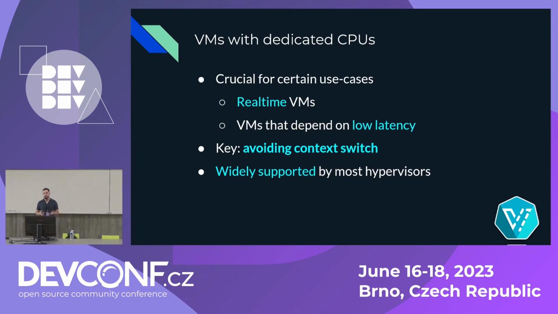So why do we care about VMs with dedicated CPUs? It's crucial for certain use cases like real-time VMs or VMs that depend on low latency. And the key point that we need to understand here is that we need to avoid context switching the guest. If you depend on very low latency, you don't want your guest to be context switched out, because then when something happens and you need to respond really fast, there's an overhead of context switching the guest back, and we want to avoid that. And another thing is that it's widely supported by most regular hypervisors, and we want to bring it into Kubernetes as well.